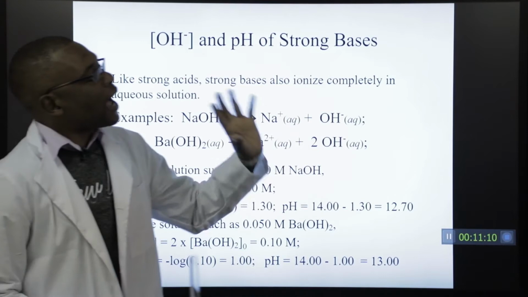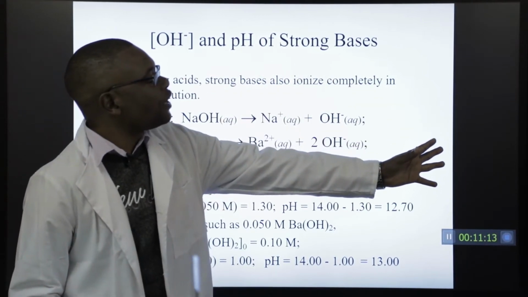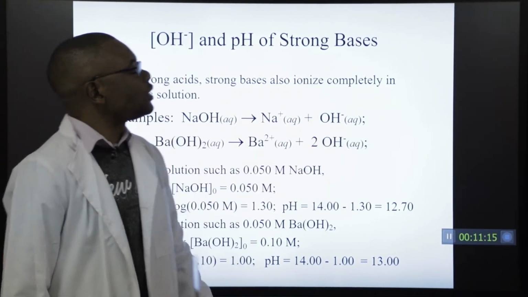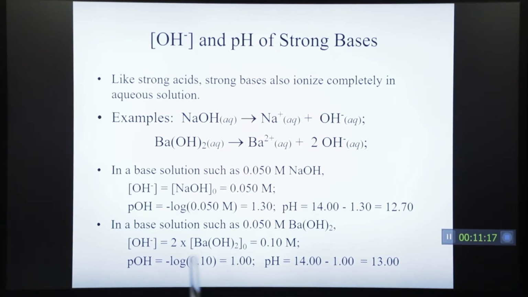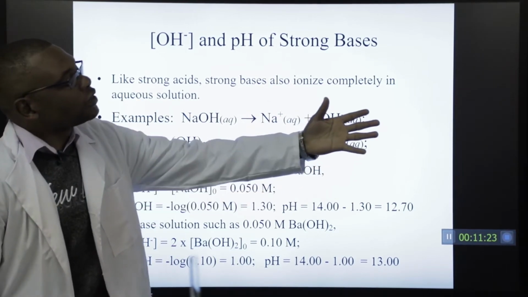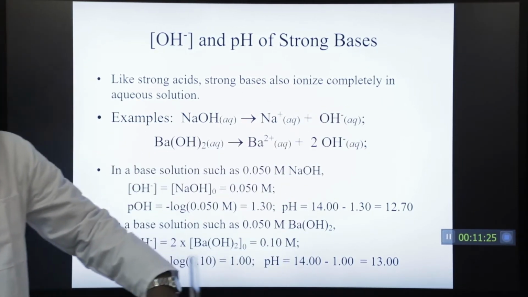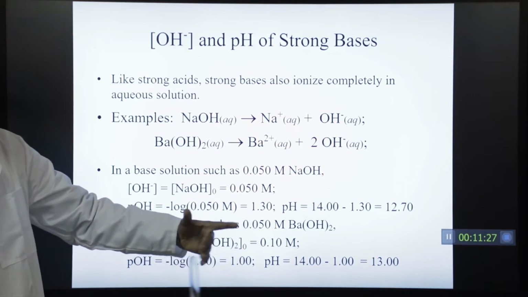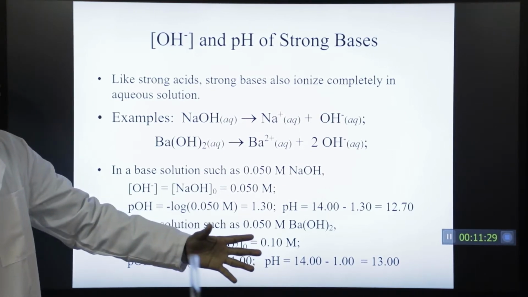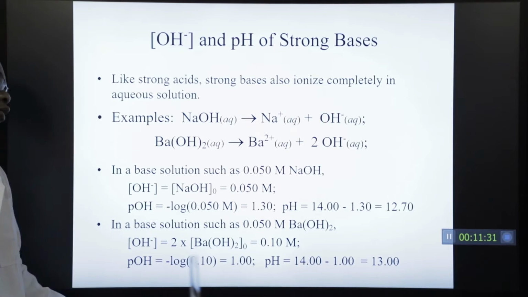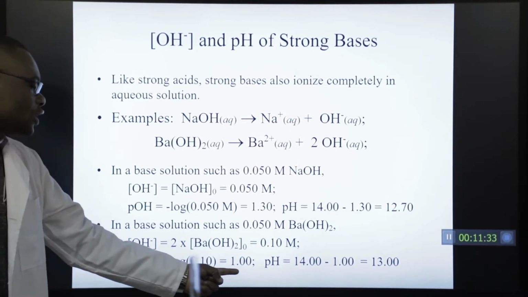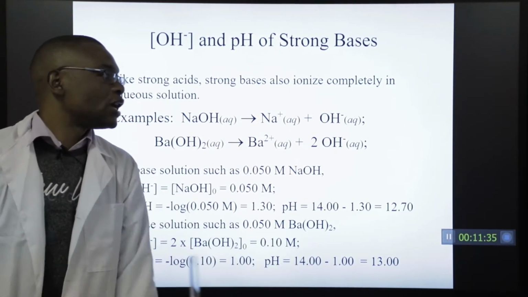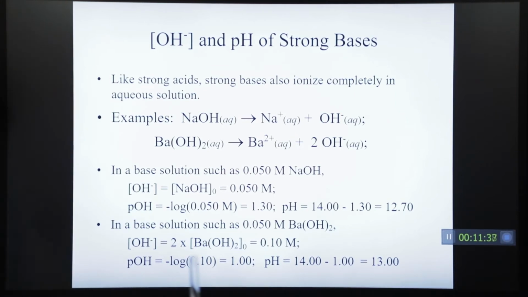If you apply everything we have done there, the pOH is now minus log of 0.1, which gives you 1. And then if you take pH plus pOH is equal to 14, pH will be 14 minus pOH, of which our pOH here is 1, so pH is equal to 13.